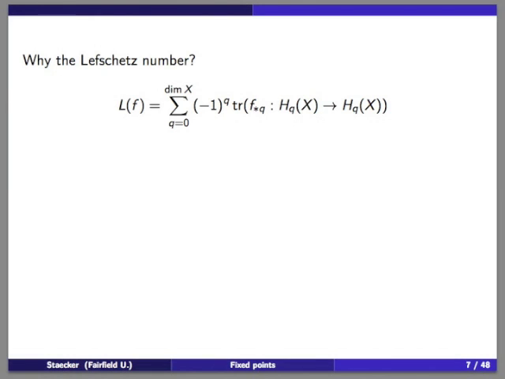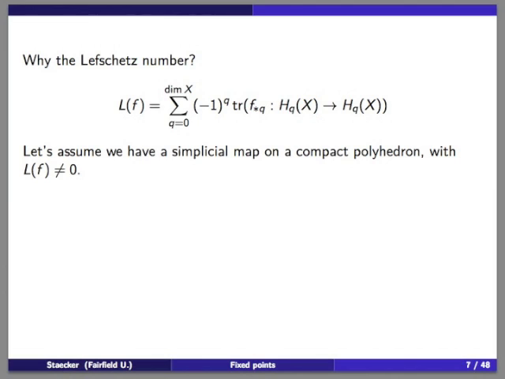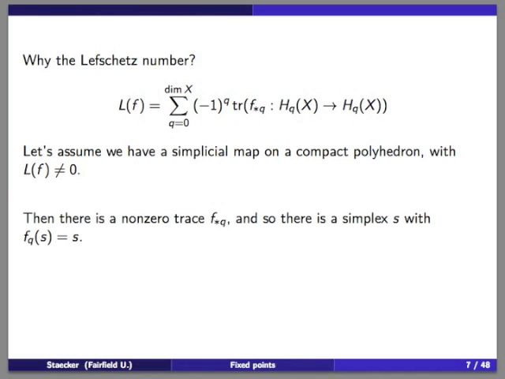Let's talk a little bit about the Lefschetz number. Why should you use this trace? Why does it have anything to do with fixed points? Let's first of all talk about a simplicial map on a compact polyhedron. And let's assume the Lefschetz number is non-zero, and I'm going to try to explain why there has to be a fixed point. If the Lefschetz number is non-zero, then when you add up the traces, one of the traces must be non-zero. And so that means there's some simplex s in that dimension, say dimension q, which goes to itself. That's what the trace is, right?